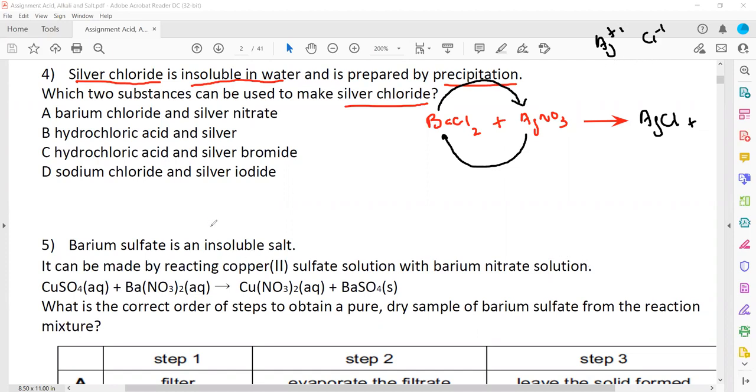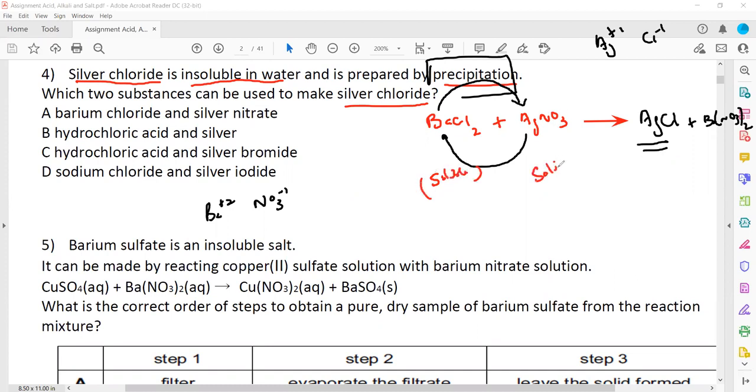The formula for barium nitrate: barium is plus 2 and nitrate is minus 1. So barium nitrate will be Ba(NO3)2. So as you can see, when we mix the two solutions together, it will form silver chloride. And this is called a precipitation reaction. In a precipitation reaction, we should mix two soluble substances, two aqueous substances. Most chlorides are soluble except silver, mercury, and lead. So barium chloride is soluble, a solution.